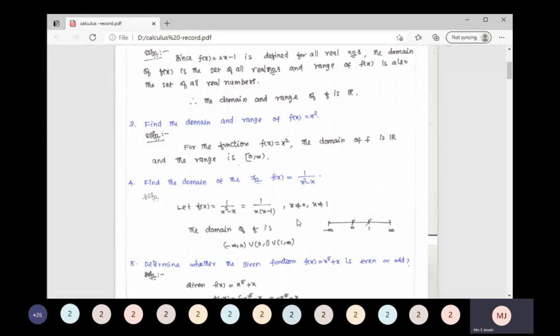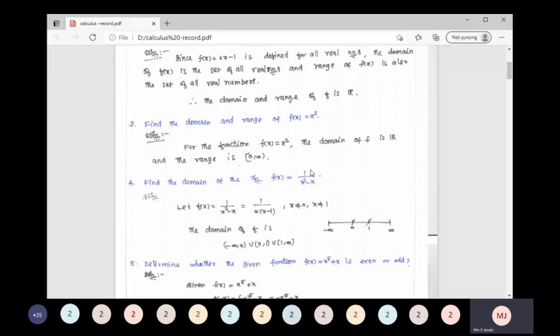Now, this is another example. F of x is equal to 1 by x square minus x. Here the function is 1 divided by x square minus x. In this case, the function is not defined. Clearly, the function is not defined for x equal to 0 and x equal to 1. If you substitute x equal to 0 here, we get 1 by 0, infinity. The function is not defined.